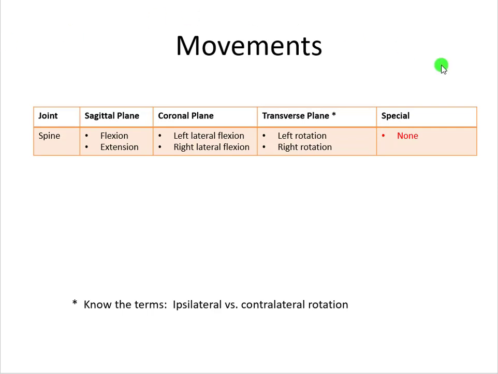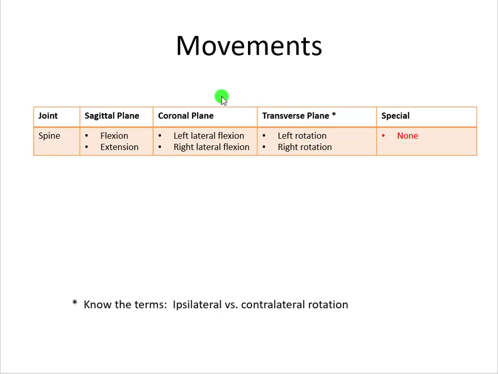So the opening slide that we have here is the motions themselves, or the movements. And so I said here joint, spine. The movements in the sagittal plane are flexion and extension. The movements in the coronal plane now are lateral flexion. There's left lateral flexion and right lateral flexion. And then in the transverse plane, it's left and right rotation.